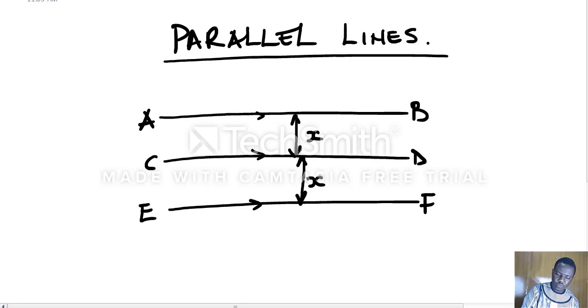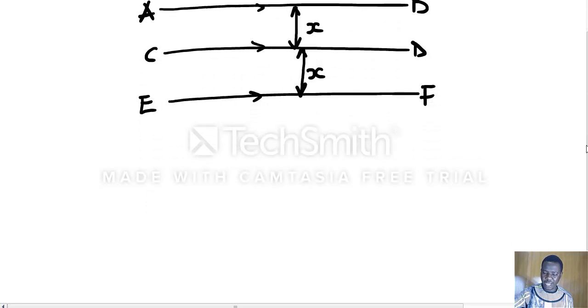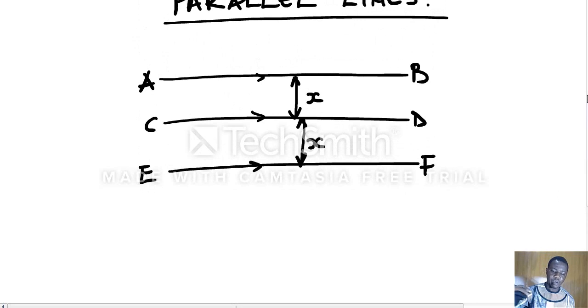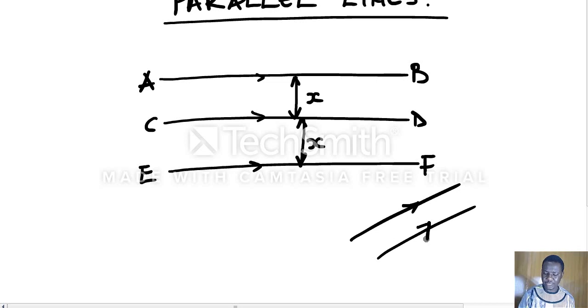So we refer to each of these lines, line AB, as parallel to line CD, as well as parallel to line EF, and we say they can never meet, and we refer to them as parallel lines. They are denoted by this symbol. You may see them appearing like this in shapes. You refer to them as parallel lines.